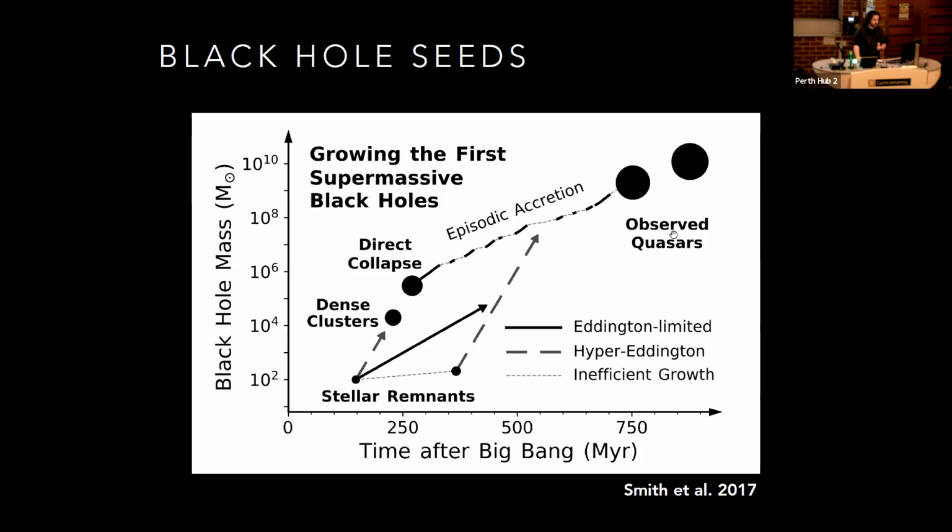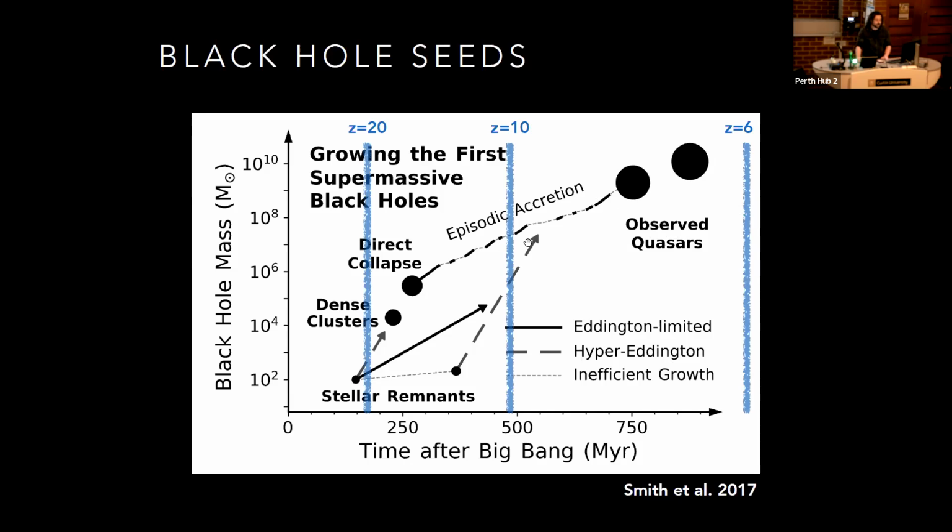This diagram shows the observed quasars, less than a gigayear after the Big Bang, already at 10^9, 10^10 solar masses. But there's this race to go to further and further redshift. The reason is that if you look at the redshift correspondence here, you see you pass redshift 6, you enter the EoR.